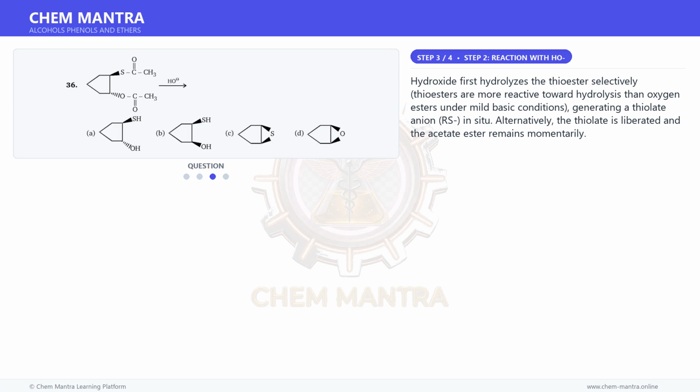Moving on to the next step. Hydroxide first hydrolyzes the thioester selectively. Thioesters are more reactive toward hydrolysis than oxygen esters under mild basic conditions, generating a thiolate anion, RS⁻, in situ. The thiolate is liberated and the acetate ester remains momentarily.